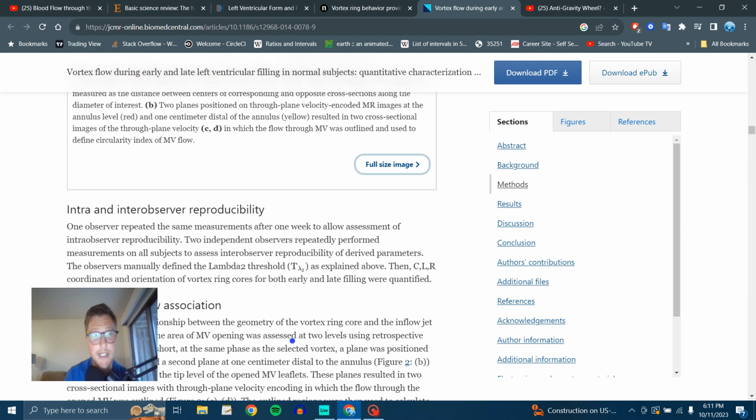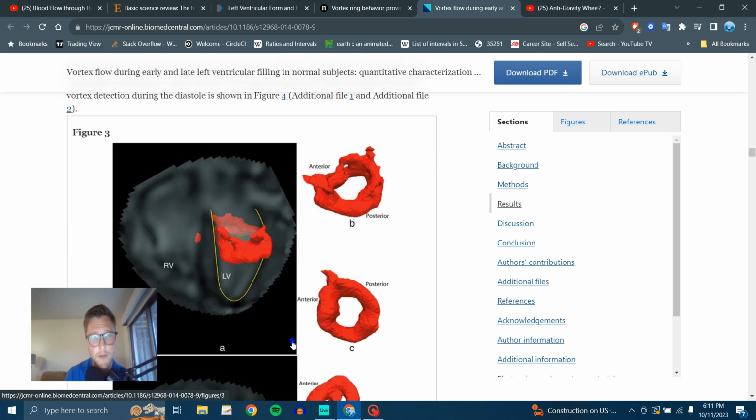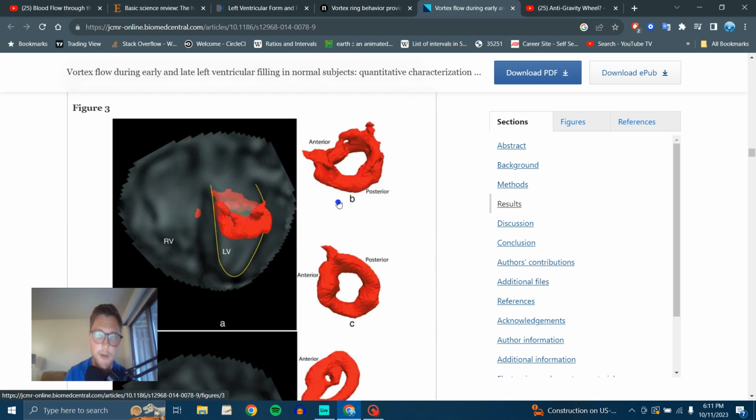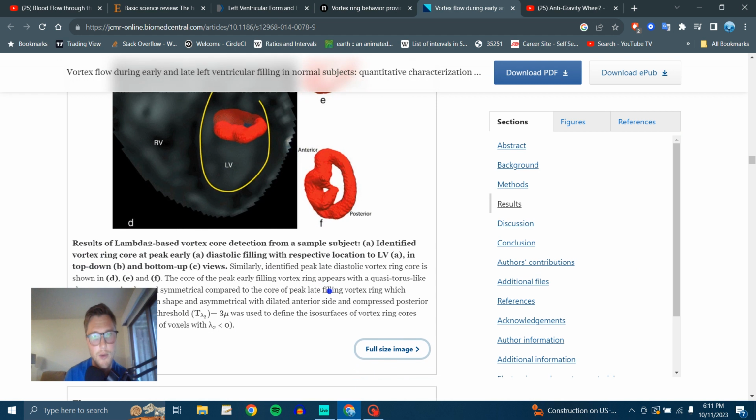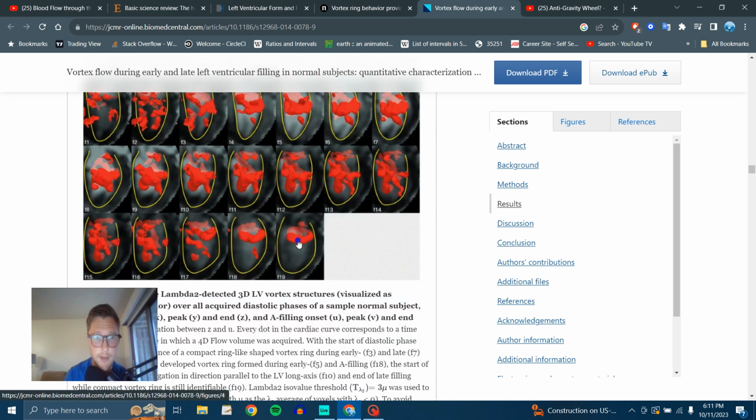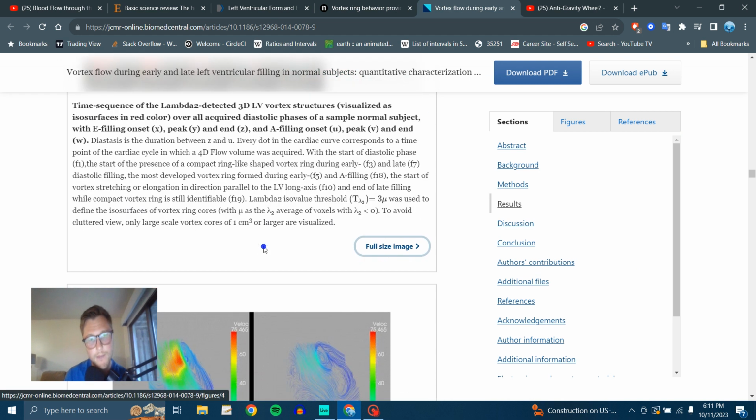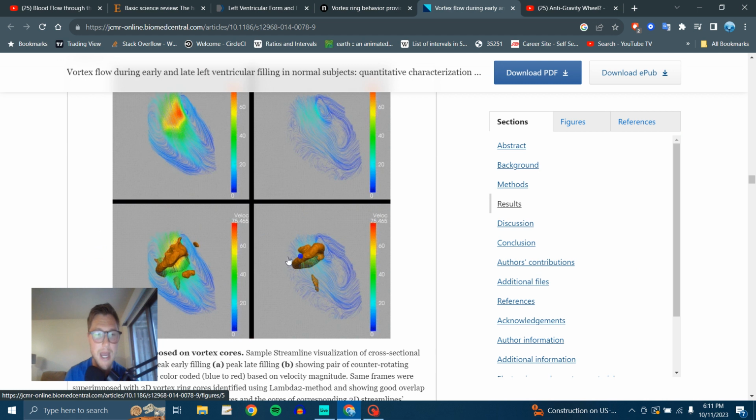And as you can see from the findings, inside the left ventricle there are formed toroidal rings of blood, especially there and there. And here you can see a flow gradient map of the blood flow in the ventricle.